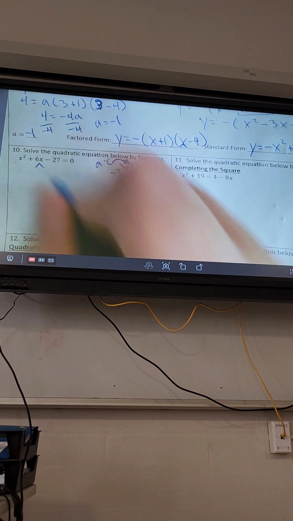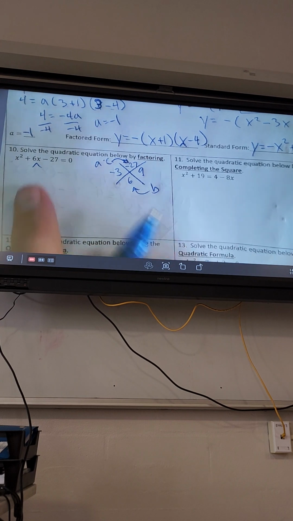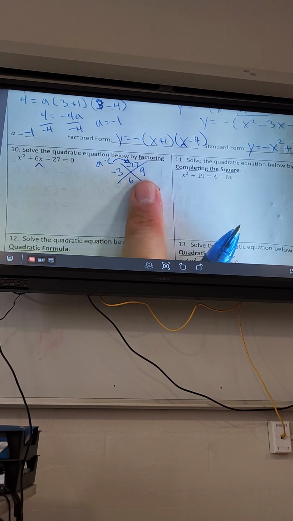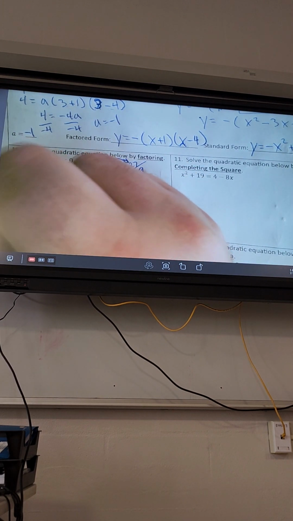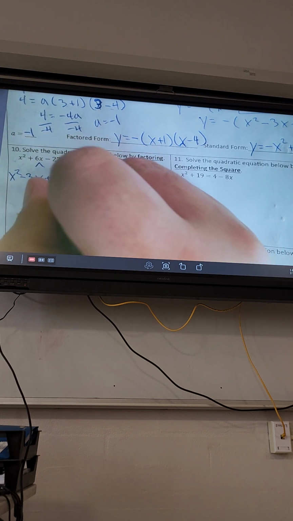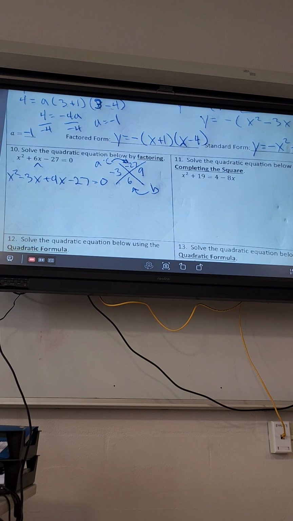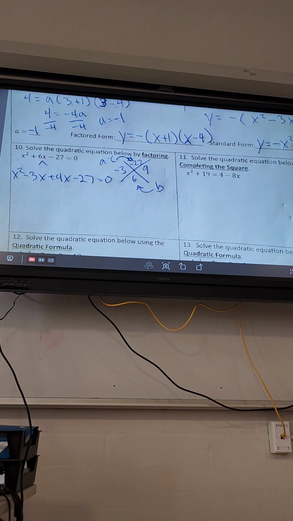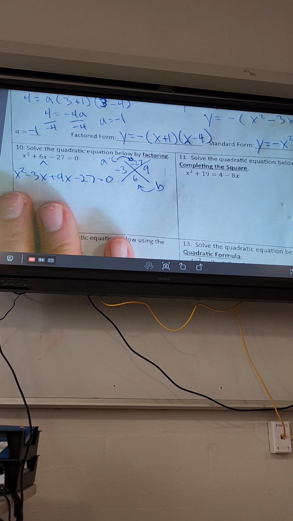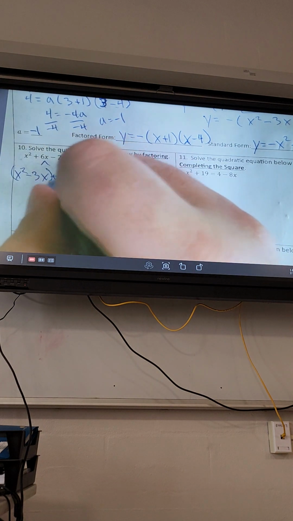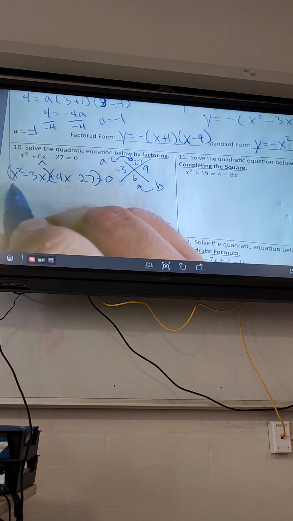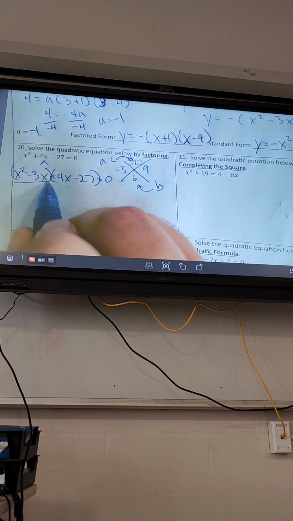So remember, in good old school factoring, we break that 6x into negative 3x and 9x. So this becomes x squared minus 3x plus 9x minus 27 equals 0. Good old x method. Now we see some GCFs, right? Now we have some greatest common factors if we group them. So over here, our GCF is going to be, the only thing we can take out is an x.